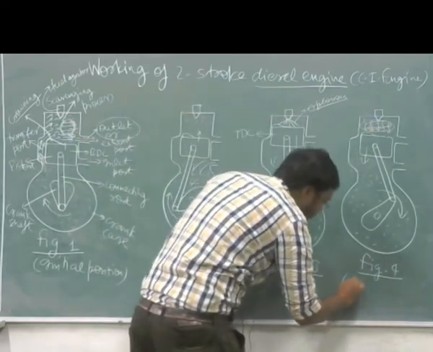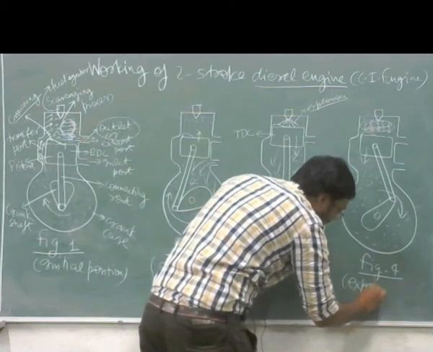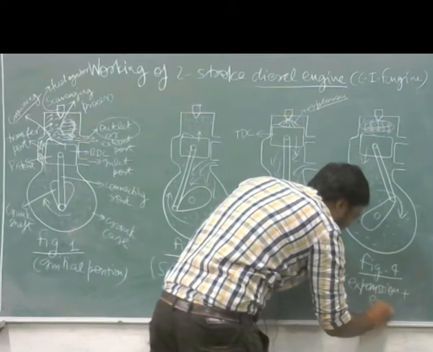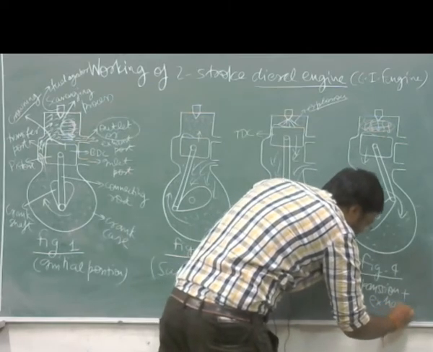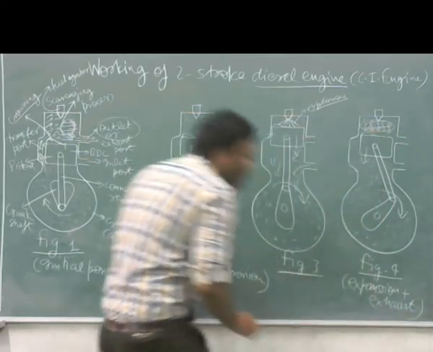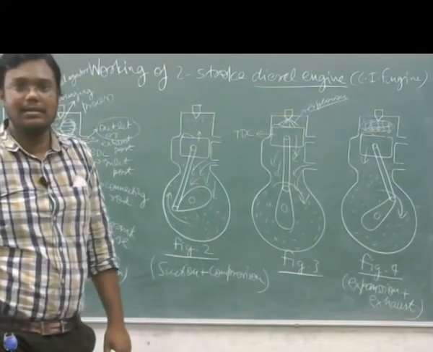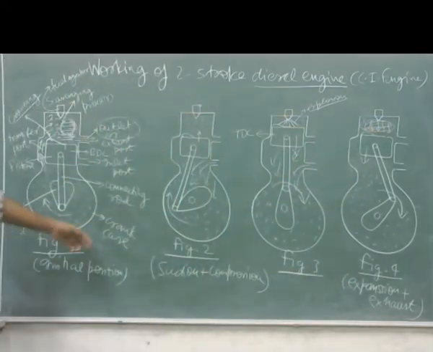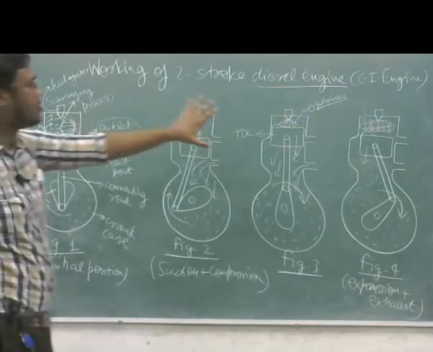Expansion stroke is also known as power stroke. Expansion plus exhaust: both strokes take place simultaneously in the single stroke. So this is the working of the two-stroke diesel engine.